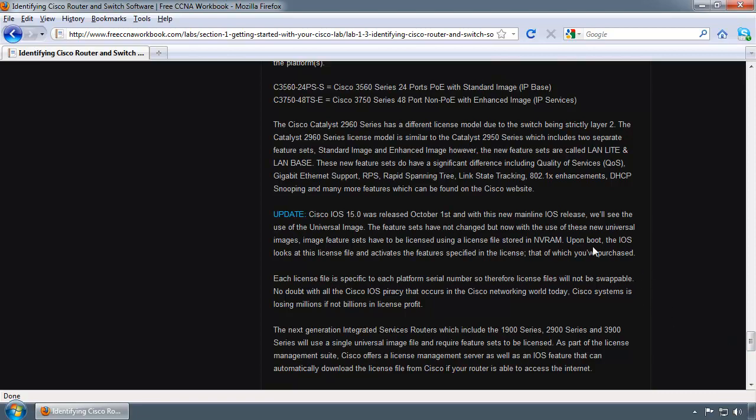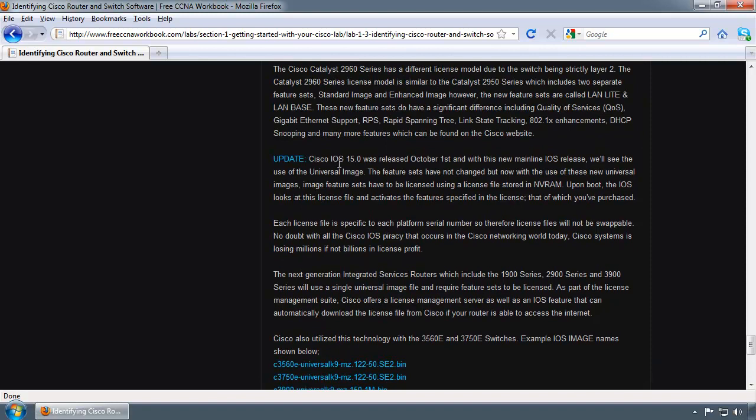I did update the page a while back to include IOS 15.0, which was released on October 1st of the year before last, I believe, 2009. I need to change that. October 1st, 2009. Yep. And basically that is the next mainline release. It's practically the same type of release as 12.3, 12.4. 15.0 is what comes after 12.4. So technically there's no 12.5, it's just 15.0.